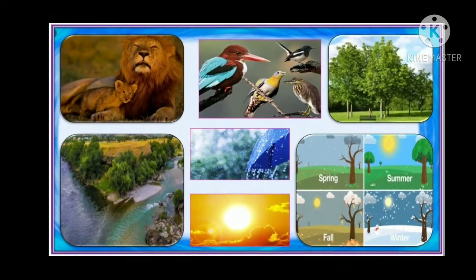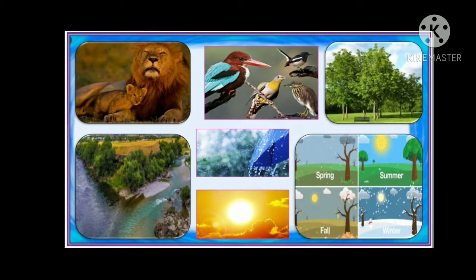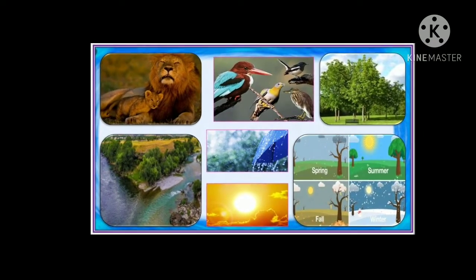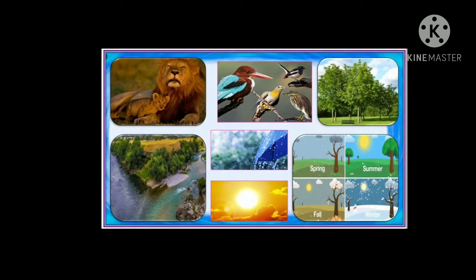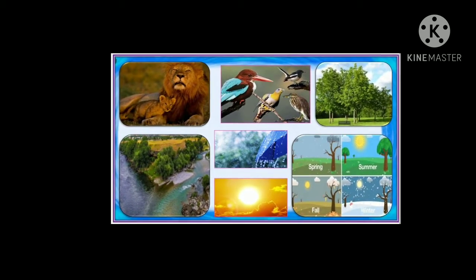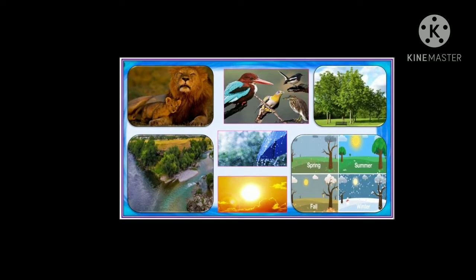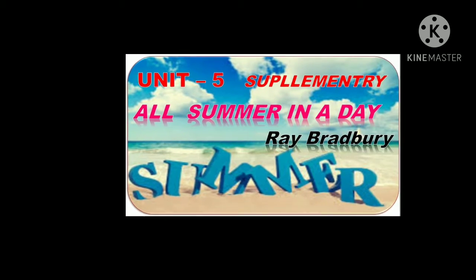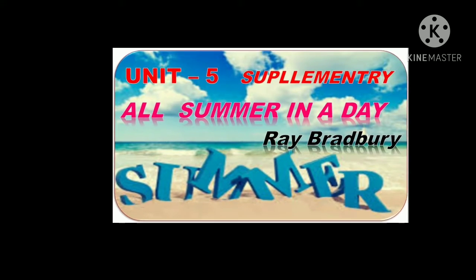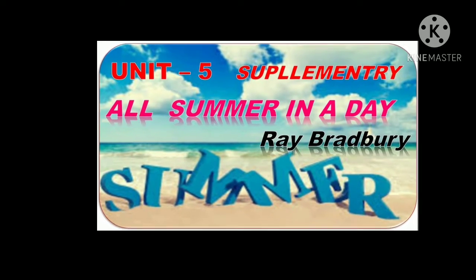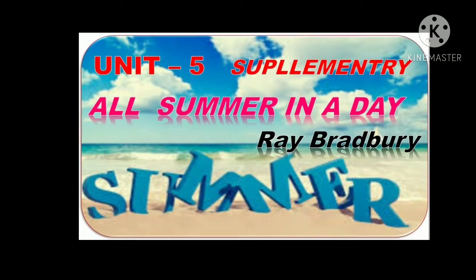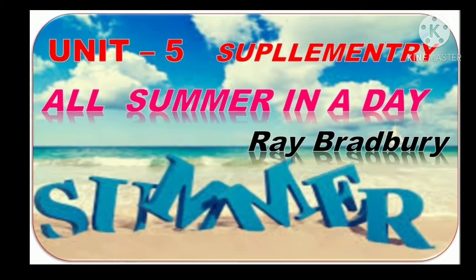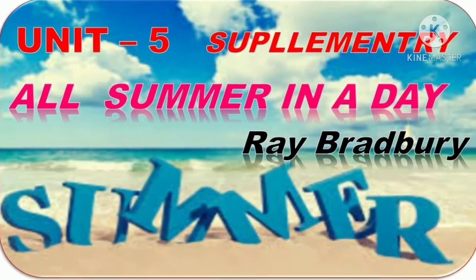Yes. Seasons, trees, birds, rivers, animals, sunlight, ozone layers, rain, etc. Right? So these are the things that make the Earth a unique planet. Am I right? Yes. So, can you guess what topic we are going to see today? Yes, you're absolutely correct. So, in this Unit 5 supplementary reader, we are going to see All Summer in a Day, and it was written by Ray Bradbury.